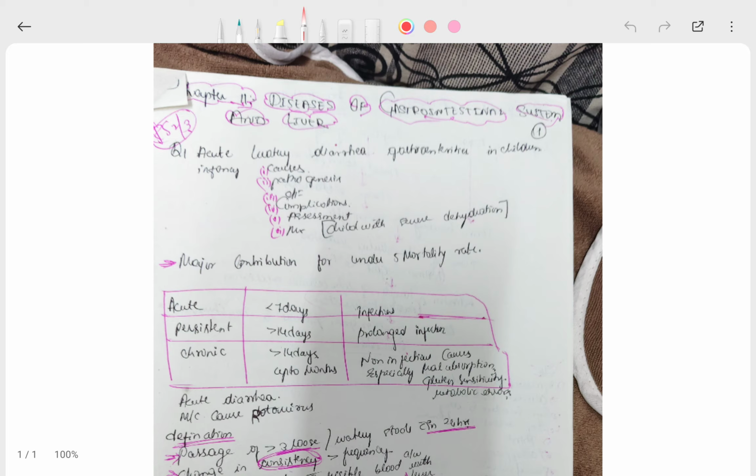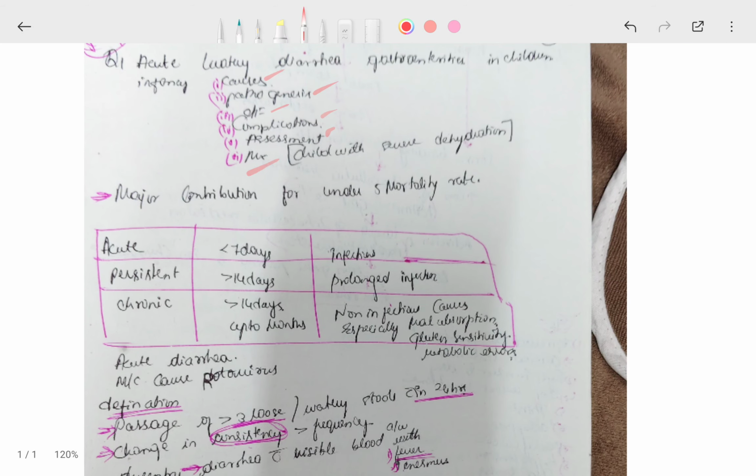I'll be talking about acute diarrheal disease, acute watery diarrheal disease. What are its causes, pathogenesis, clinical features, complications, assessment, and management? I will be discussing this here in a child with severe dehydration.